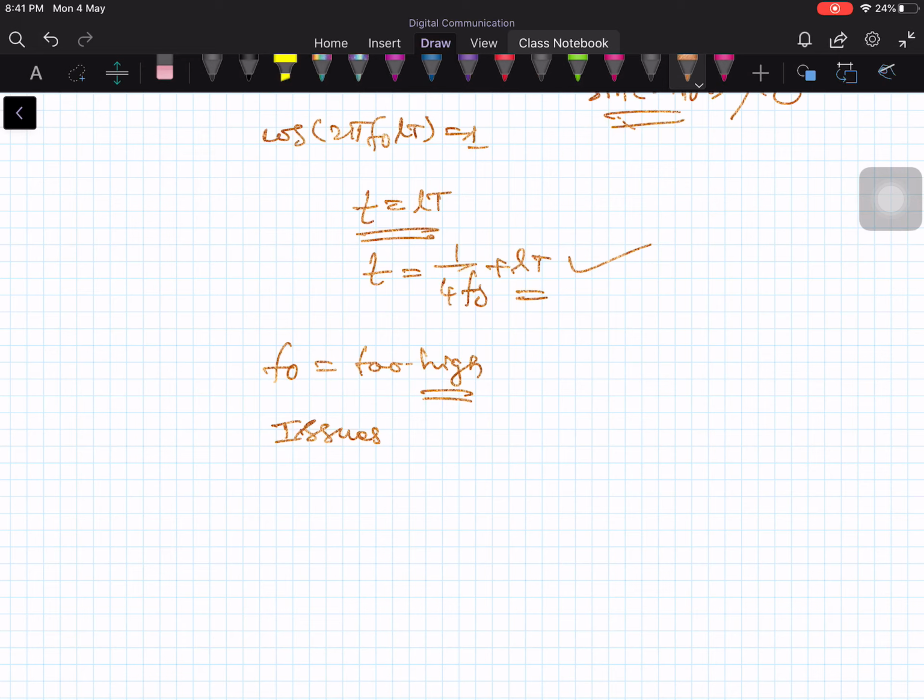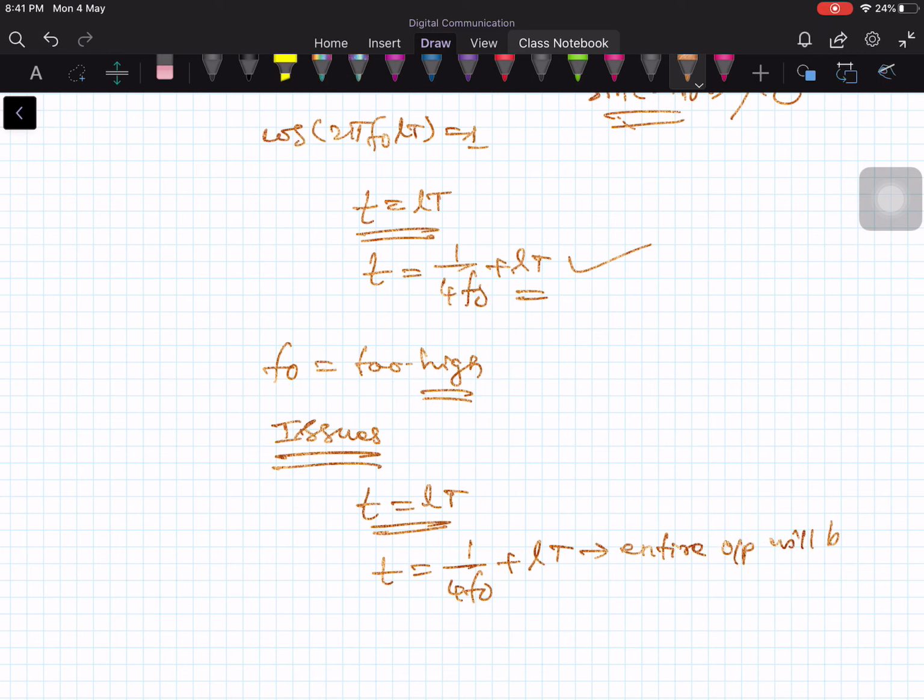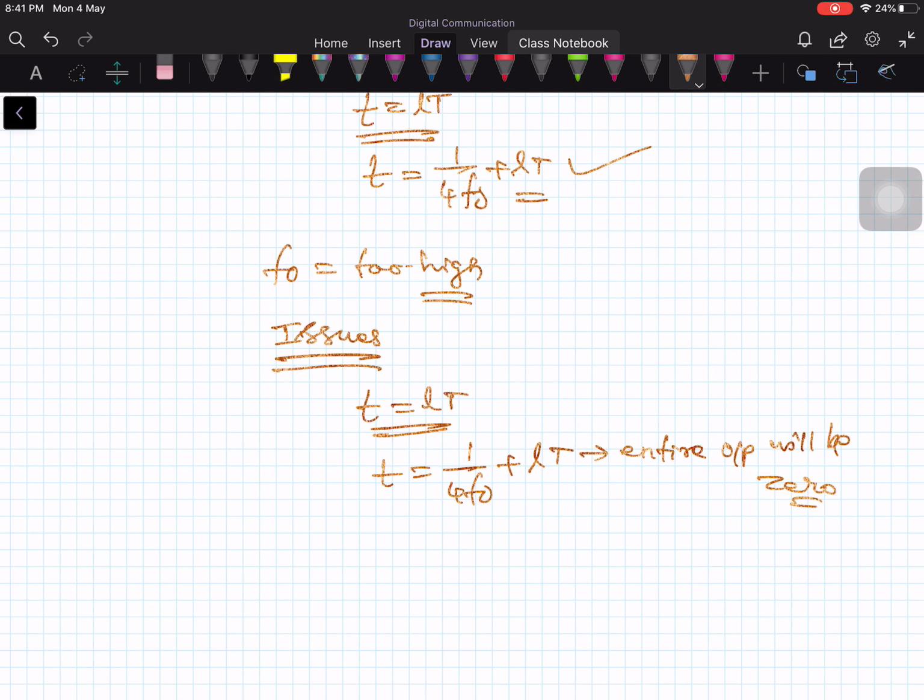Therefore there are two possible solutions to overcome this problem. The issue is, if t equal to LT is what I need, but instead I choose t equal to 1 by 4 f naught plus LT, then the entire output will become 0. That is what I don't want. So this is my issue. How do you overcome this issue? There are two possible solutions.